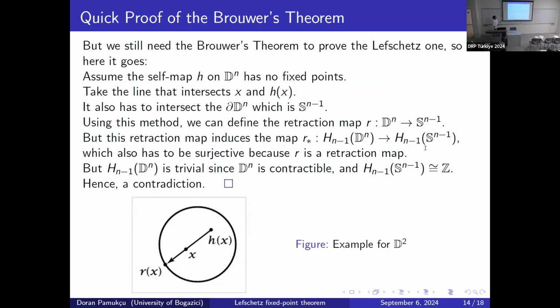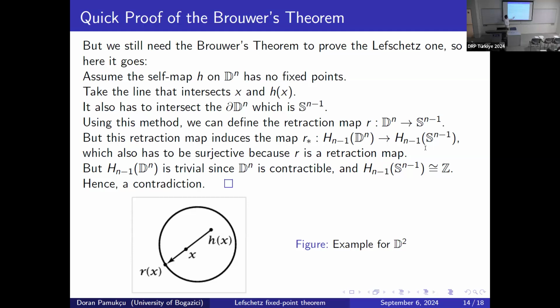Yes, but we still need Brouwer's theorem to prove the Lefschetz one. And I'm going to give you a quick proof of Brouwer's fixed point theorem using our homology knowledge. We're going to take a self-map h on D^n, and we're going to assume that it has no fixed points to get a contradiction. Because it has no fixed points, we can take x and h(x), and they are different points.